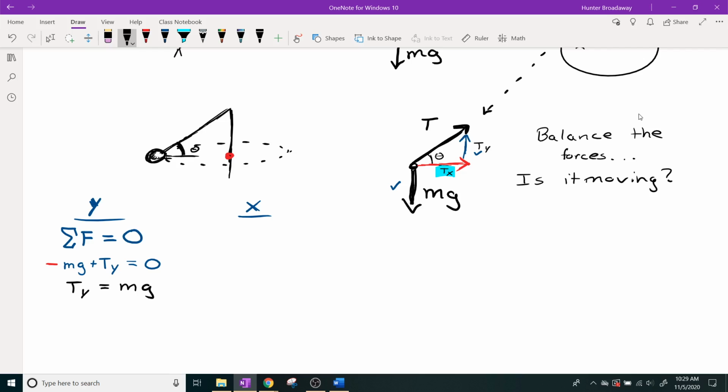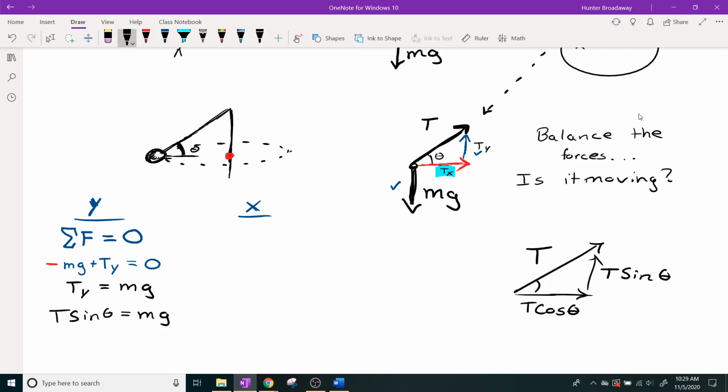Now, I don't want ty. I need it in terms of tension only. So let's break that apart. Instead of having T and then having tx and ty, we need to break this down into its sine and cosine components. The vertical one is sine. Very good. And then this horizontal one? T cosine theta. Good. So instead of writing Ty is equal to mg, I'm going to write T sine theta is equal to mg.